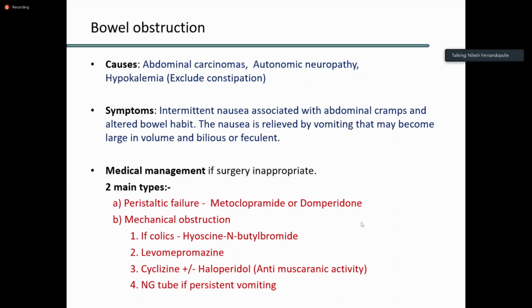Okay, if you can't relieve that obstruction by doing surgery, then you have to give symptomatic treatment to relieve the patient's symptoms. So for the colics, you give hyoscine, you can give levomepromazine or a cyclizine haloperidol combination, or obviously you might have to put in an NG tube. Okay, or even PEG tubes. You can give venting PEG tubes. So the patient is able to take some water by mouth, but from the PEG tube, you remove it. So there are different therapies you can use for these sorts of patients also. Okay, so those are for bowel obstruction.